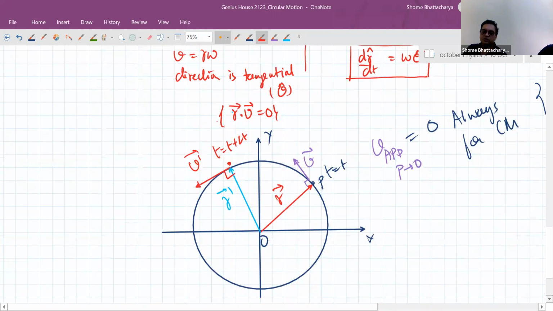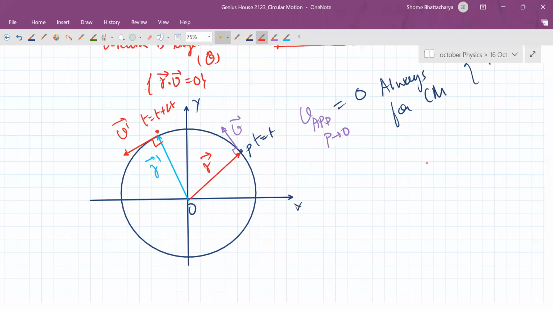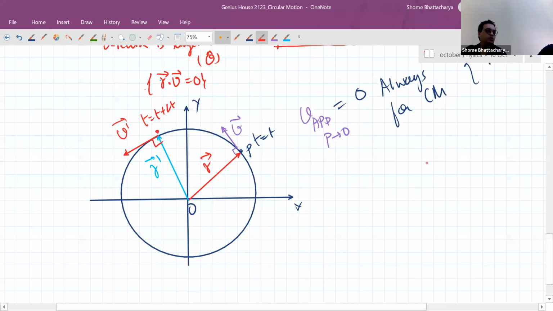So people, is this concept clear? It's giving us a result that we expect from the approach or separation velocity concept also, that it must be 0. That means the only way the body is in motion, but at the same time the approach velocity is 0, is that the position vector and the velocity are perpendicular.